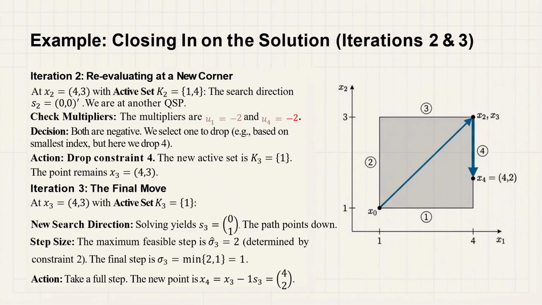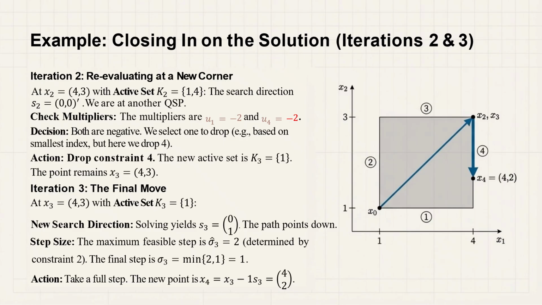Lagrange multiplier analysis. Looking at the results, we find that both of our Lagrange multipliers remain negative. Decision and action. Since both values are negative, we must relax one of the constraints. Here we decide to drop constraint 4 from the active set. While our physical location remains the same, this action opens the path for movement in the next iteration.